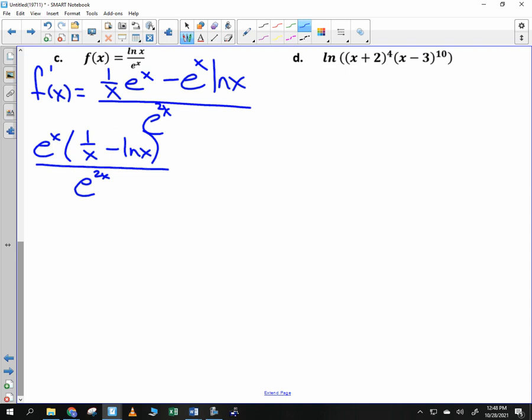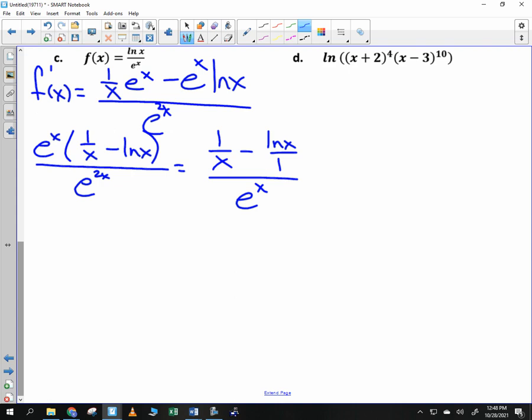Yeah, so e to the x over e to the 2x, one of those will cancel, leaving just one e to the x in the bottom. We agreed? Okay, so I'll write it as 1 over x minus, I'm going to write natural log of x over 1 over e to the x. So we took care of the e to the x.